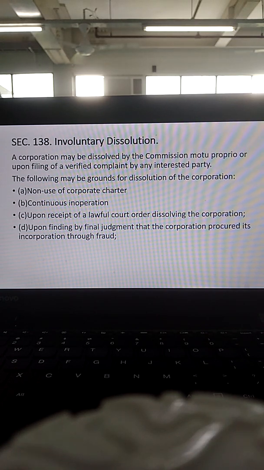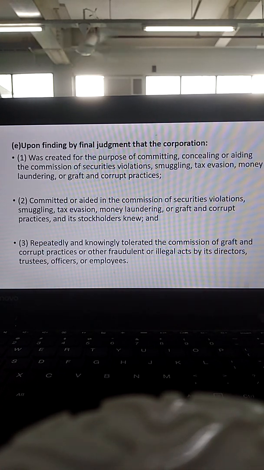Okay, involuntary dissolution, hindi mo kagustuhan, pero na-dissolve yung corporation. So ito po yung grounds. So non-use of corporate charter, continues in operation. Okay, hindi na nag-operate. Then upon receipt of a lawful court order dissolving the corporation, pinahinto ka ng korte. And upon finding a final judgment that the corporation procured its incorporation through fraud. Ayan, may panloloko.